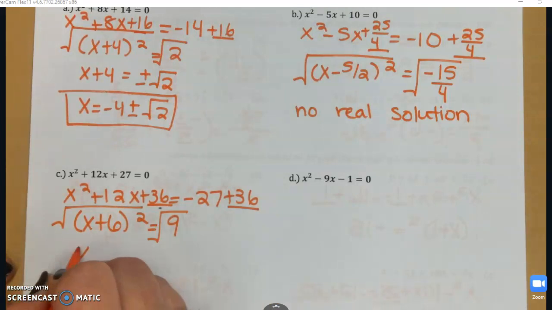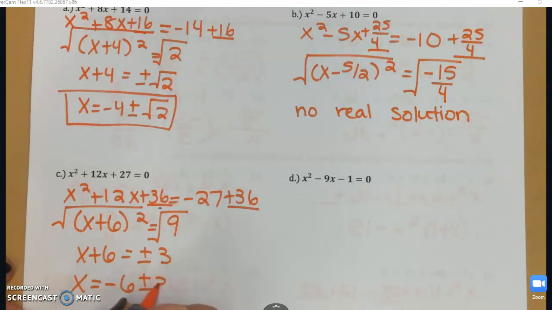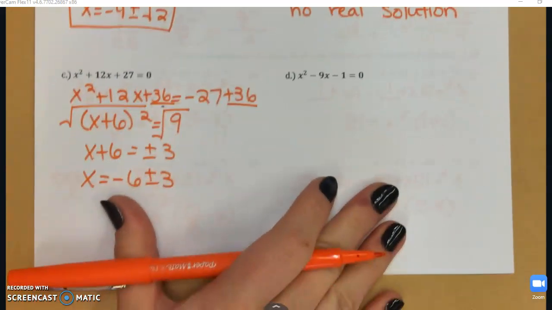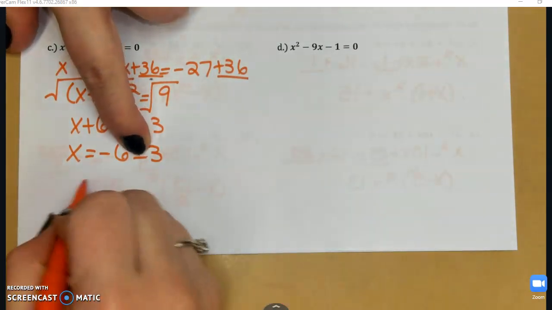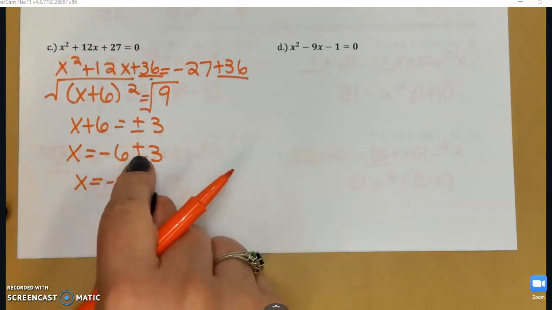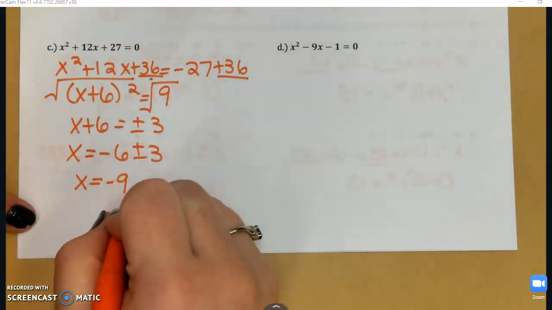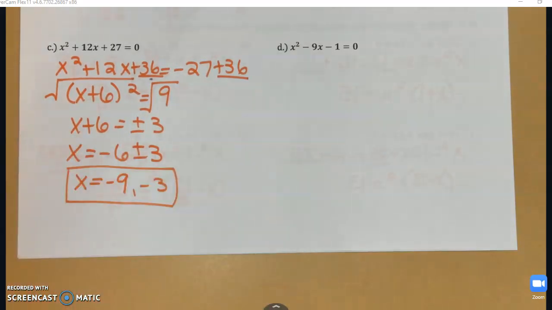And 9 is a perfect square, so I'm going to get rational solutions, which means I am going to actually do this plus or minus operation. We're not going to leave it in the answer. I'm going to get my first solution by subtraction. Negative 6 minus 3 is negative 9. And negative 6 plus 3 is negative 3. So there are my two solutions.